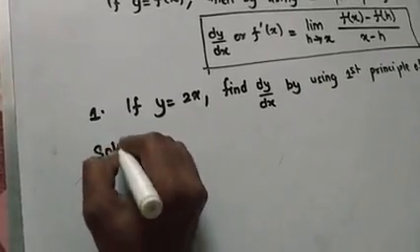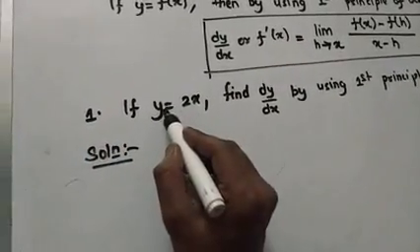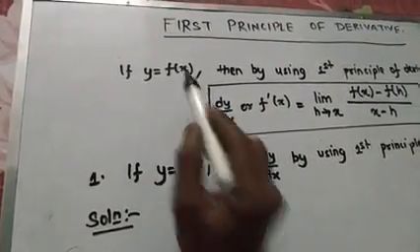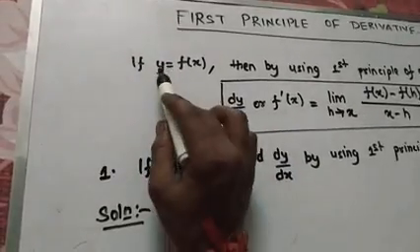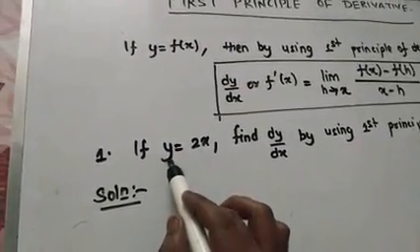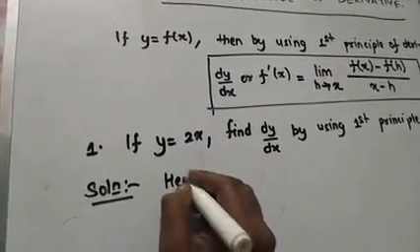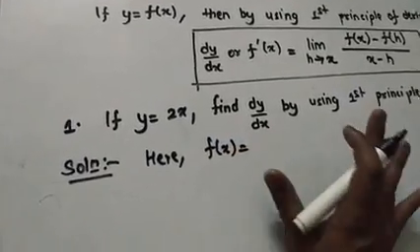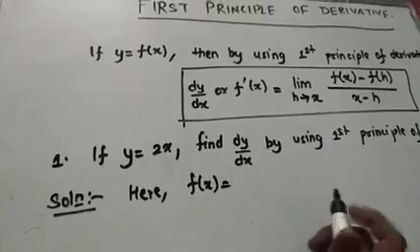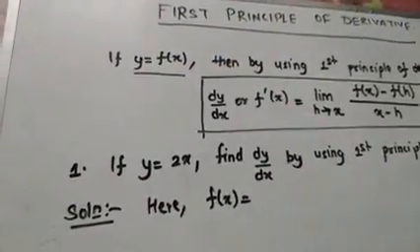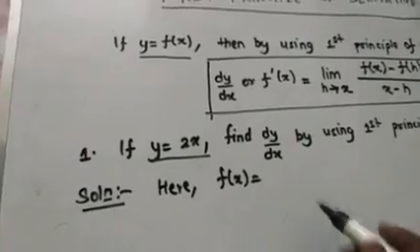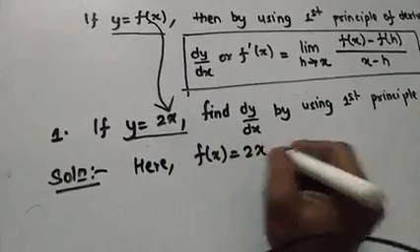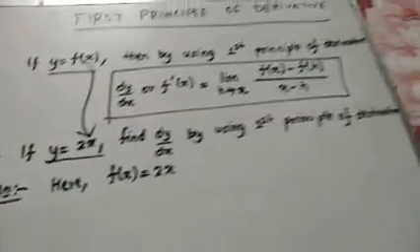First of all, what is given here? y equals 2x, and the principle says that y equals f of x. A function will be given to you, y equals f of x, and here y equals 2x. So first, we have to know what is f of x here. If we compare the format y equals f of x with y equals 2x, we can directly compare f of x. So what is f of x here? 2x.